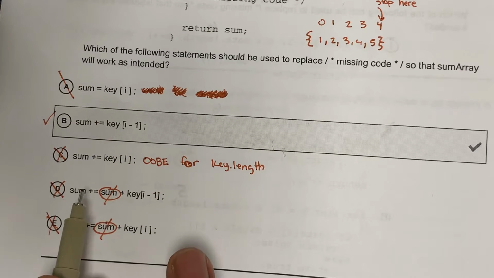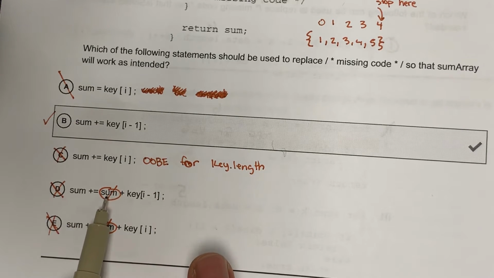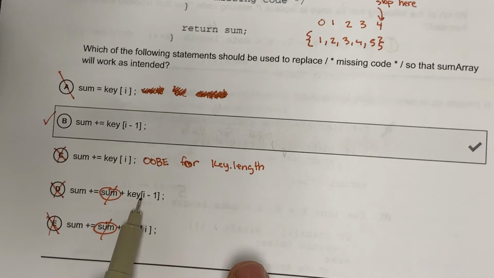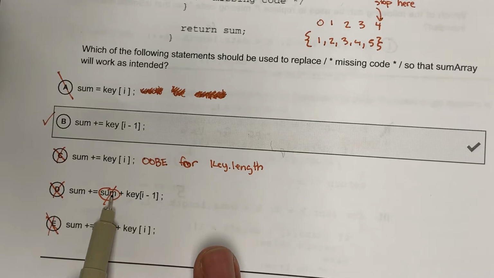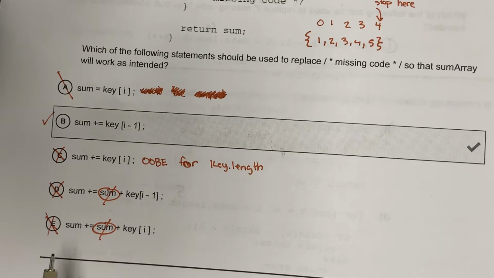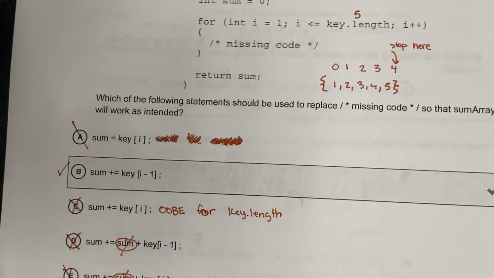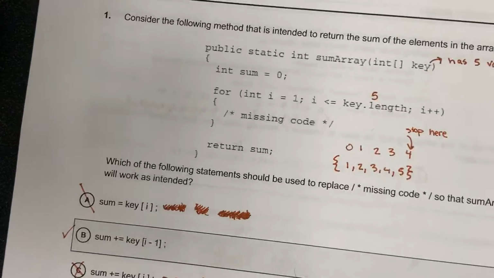D doesn't work because what it's going to do is add sum in key and then add the other value of sum and replace sum with that. So we've added the value of sum 1 too many times. So again, B is the correct answer.